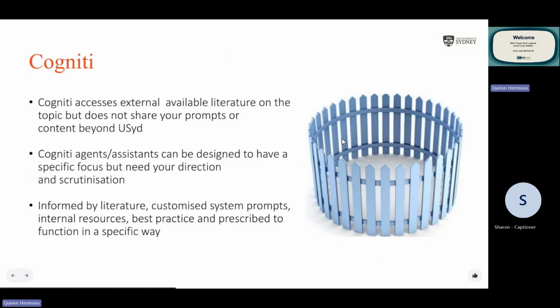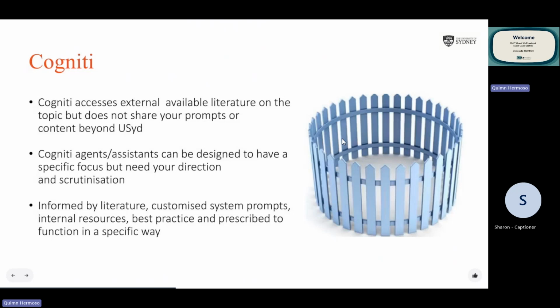It means that when we are using Cogniti, it's like we're playing inside a playground fence. What we're putting into the Cogniti agent stays inside our little playground fence, but it draws from outside the playground from ChatGPT 4 or whatever version you're using. Cogniti is a Sydney University tool, but I think we are sharing it very widely. In the presentation later, there is a link to a website called cogniti.ai, where you can find out a little bit more background.